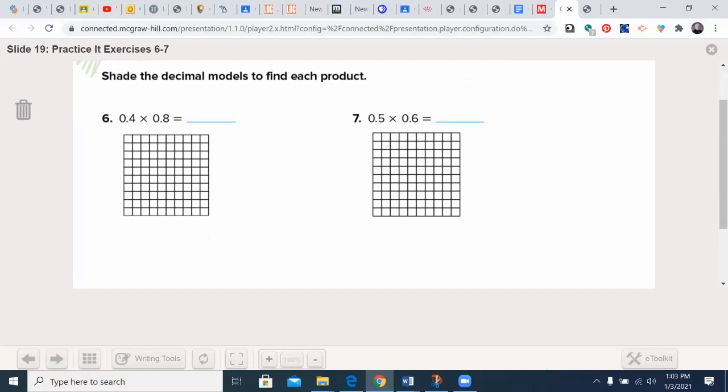I would recommend that you count 4 rows up and then 8 over and just figure out what your area is. I want you to go ahead and pause the video. I'll see how you did on the other side on 6 and 7. Let me pause the video now.